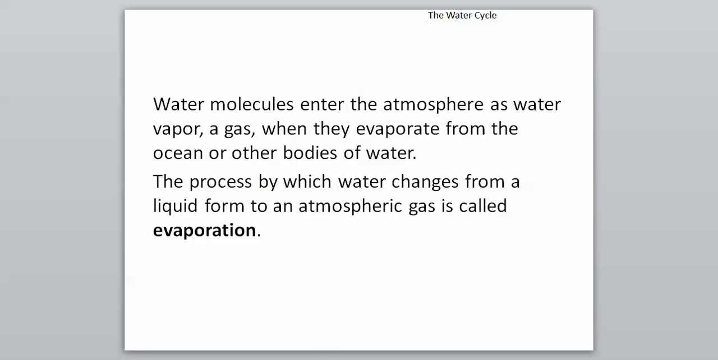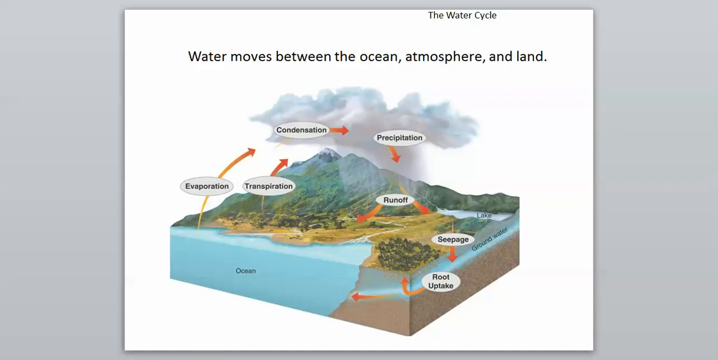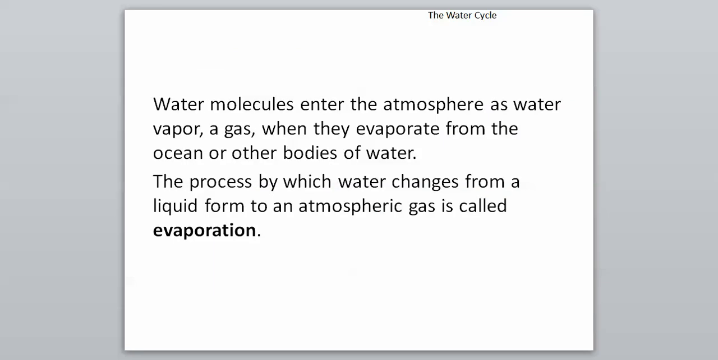Water molecules first enter the atmosphere as water vapor, which is a gas, when they evaporate from the ocean or other bodies of water. The process by which water changes from a liquid form to an atmospheric gas is called evaporation. So that's our first step. I guess a good place to start is evaporation, which we've hopefully all heard before, which is water leaving the earth as a gas.